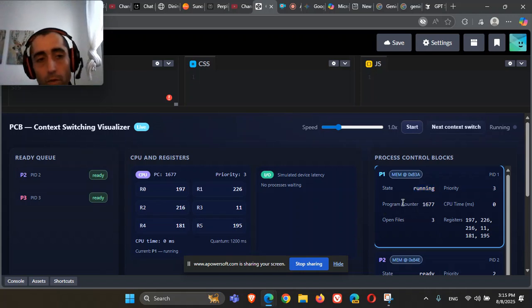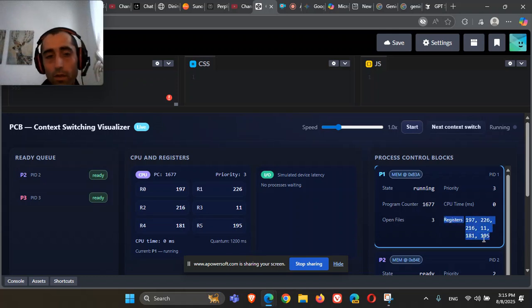I know where the program counter of this process is, so if I do a context switch and then get back to the process, I know where I left off, so I can continue from there. I can know how many open files, what registers the process used, the CPU time, and what the priority is. Also, right over here, there is the PID of the process, the process ID. Also, I know about the memory, where it sits in memory.